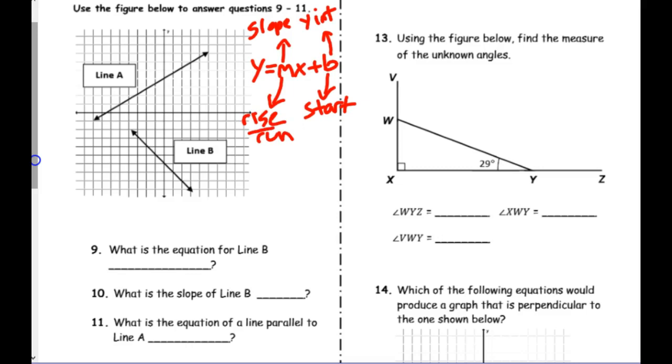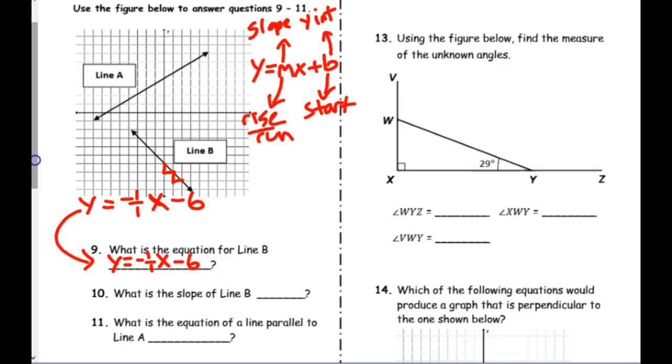Okay? So, for B, where does it cross the y-axis? Right there. That's my B. 1, 2, 3, 4, 5. -6. Okay? And now what's my rise over run? Down 1, right 1. So my slope is -1 over 1, x, minus 6. So that goes right here, actually. Y equals -1 over 1 x minus 6. Because I know the slope and I know the y-intercept.